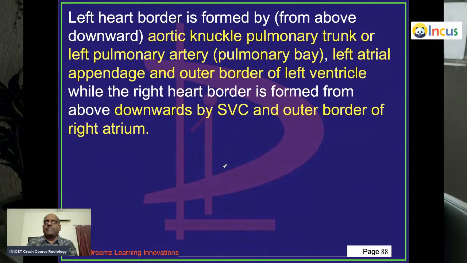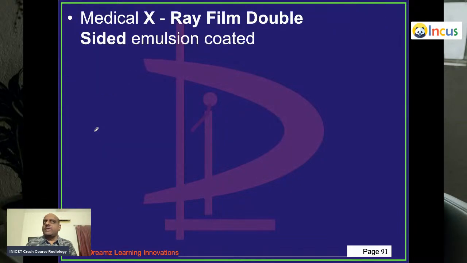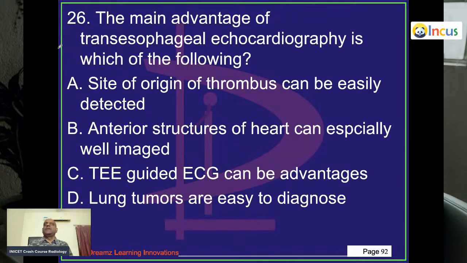So, doctor, it is not a single coated film. X-ray chest film is not single coated. It is a double-sided emulsion coated, is what you need to remember. So what is the main advantage of transesophageal echocardiography?